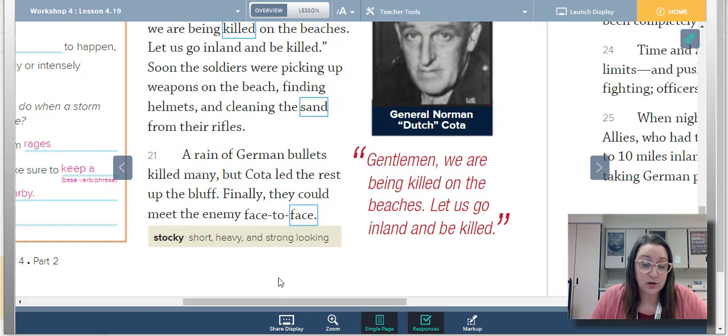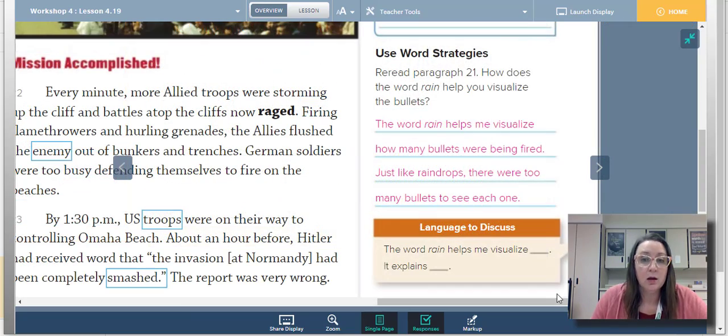To review your answer, you can look at the Check Answers button. Here's an example response. The word rain helps me visualize how many bullets were being fired. Just like raindrops, there were too many bullets to see each one. Your answer doesn't have to be exactly like that. It can be different. What did the word rain help you visualize?